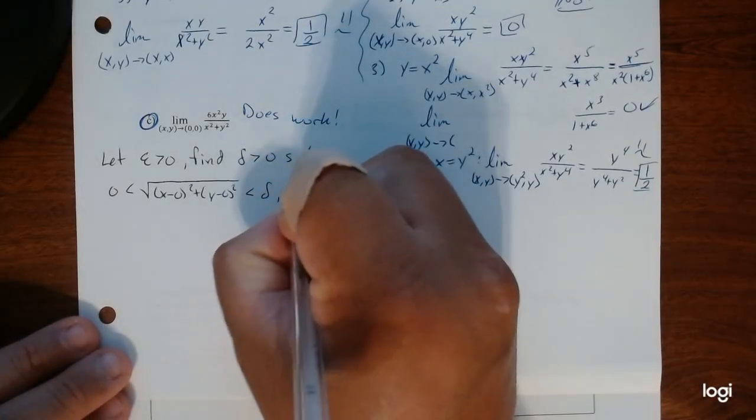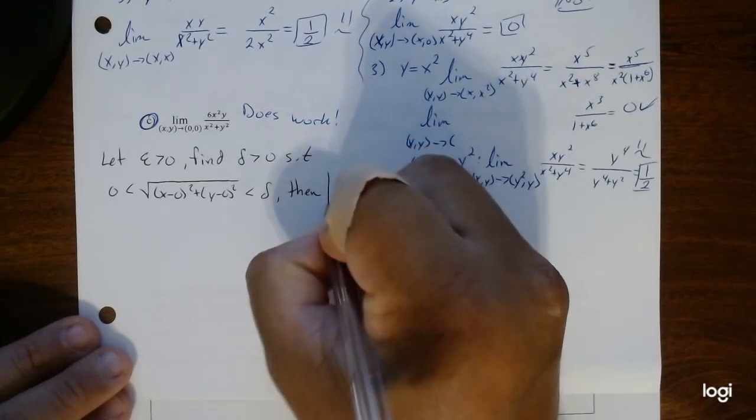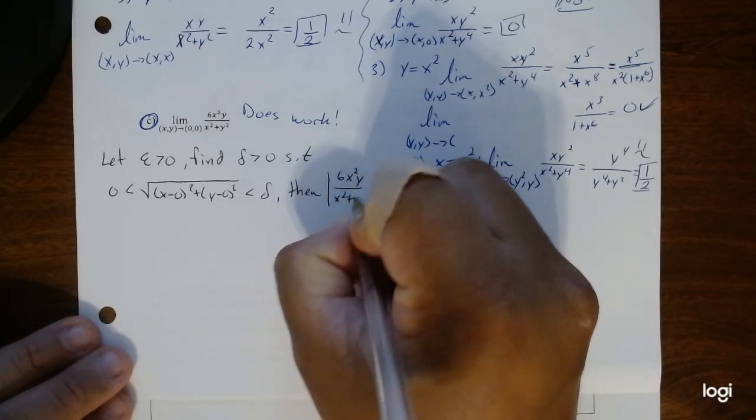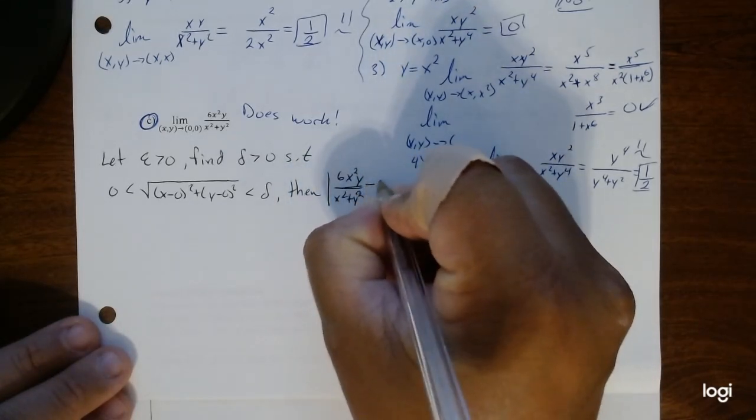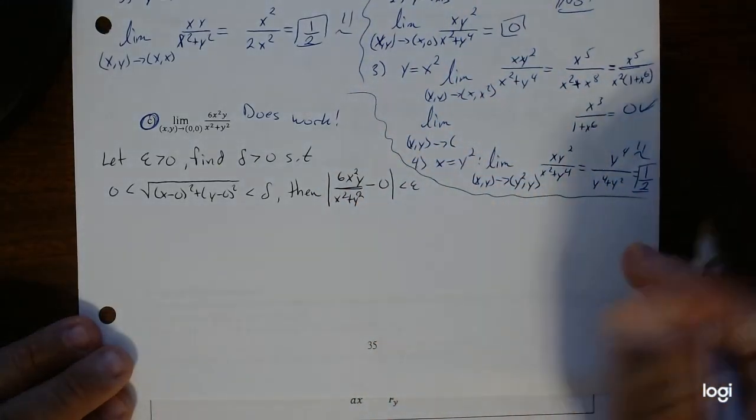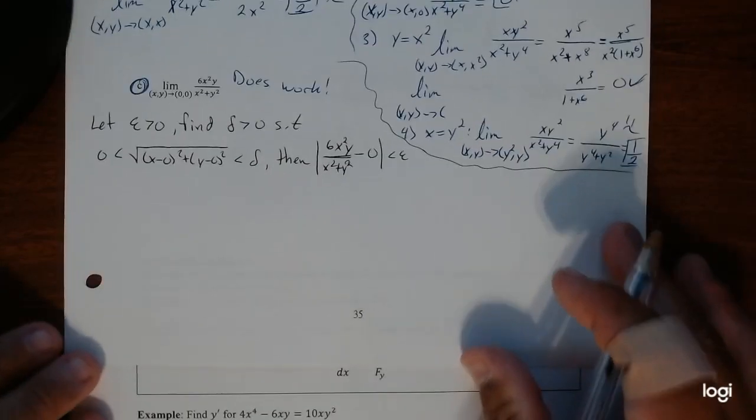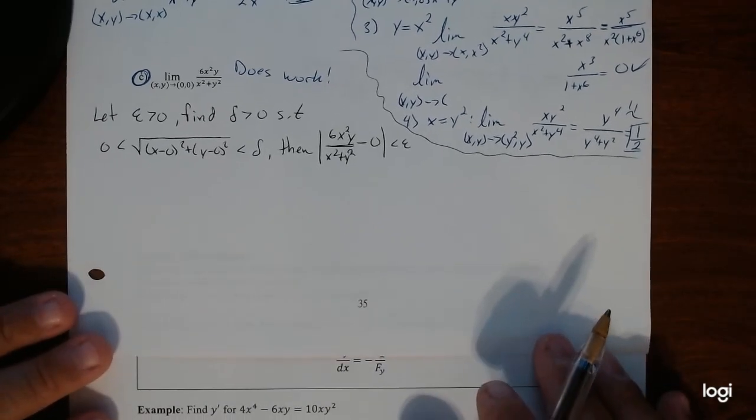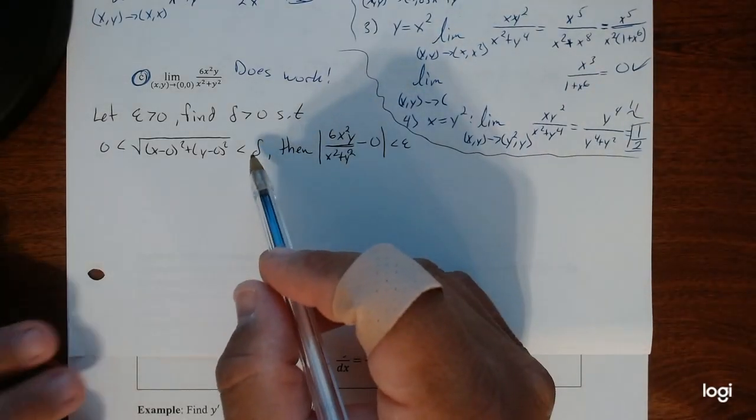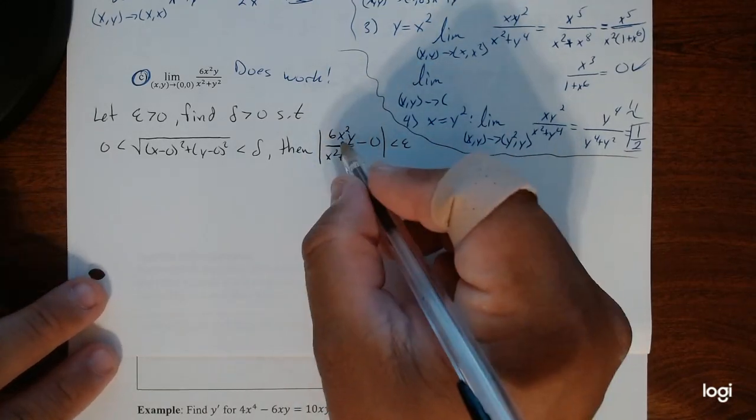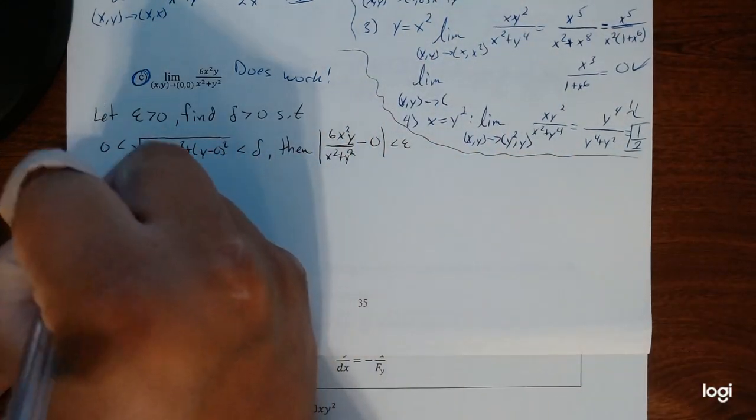Then the absolute value of this minus 0 is less than epsilon. Okay, so that's what we want to show. All right, so we got to find some epsilon and some delta that would make this work. Okay, and just in case you guys forgot, it's been a while, you always start here and eventually find your delta and your epsilon. So we're going to start here. So the absolute value of this minus 0 is just itself. So let's start here.